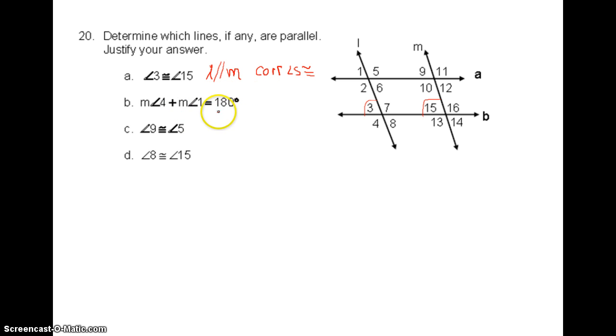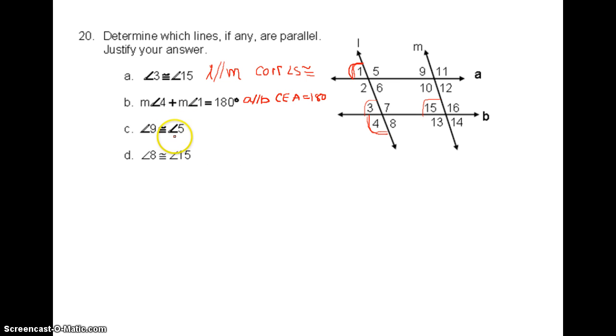Alright, angle 4 plus angle 1 equals 180. Here's 4. This angle here, and this angle up here. Those angles are consecutive exterior. And if they add up to 180, then this line A is parallel to B. So A is parallel to B, consecutive exterior angles equal 180.